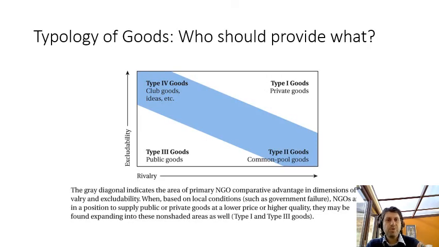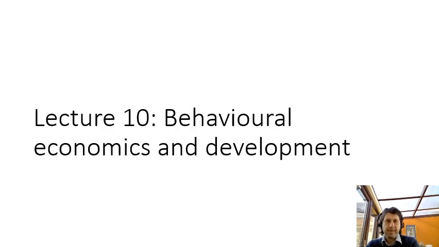It's also important to know what the typology of goods is. So what are public goods, what are private goods, what are club goods, what are common pool resource goods, and what type of agent is best placed to deliver these sorts of goods. Okay. And then we talked about the final lecture, which is about behavioral economics and development.